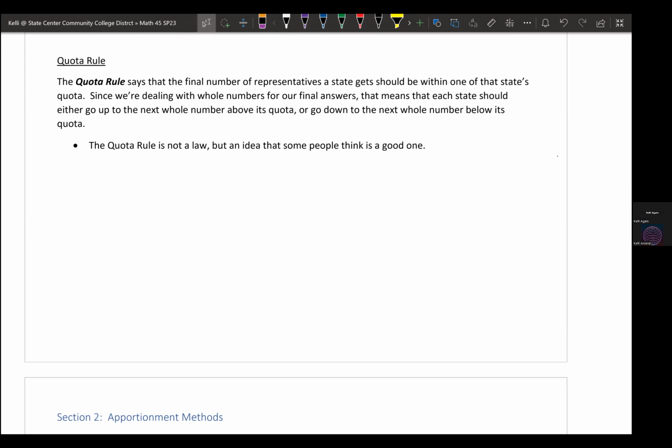Now you might be saying, what the heck is the quota? Well, we're going to talk about it more, but quickly here, the quota is basically the number that represents how many representatives a state should have, based on the total population divided by the number of representatives. Typically that's a decimal. So you get that quota, it's a decimal value. That can't be your actual apportionment. So then you have to have some method of dealing with those decimals, and that's what all these apportionment methods are going to talk about.